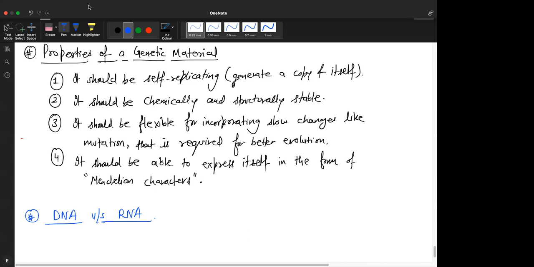Yes or no? So if you think that protein could be a genetic material, it fails right there at the first step. It is not self-replicating. It cannot replicate itself without the help of other substances in the cell. Yes or no? So protein cannot be the genetic material for sure. That's done.